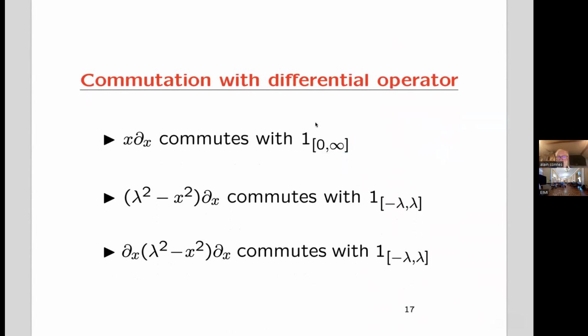Now, if you think about it, this is not so surprising, because if you take the scaling operator, x dx, of course, scaling preserves positivity. So it commutes with the characteristic function of 0 to infinity. And if you go a little further, you will find out that because you have multiplied dx by lambda square minus x square, it will commute with the characteristic function of minus lambda to lambda. And in fact, this continues to hold when you take this combo. Of course, the multiplication by x square commutes with characteristic functions. There is no problem. The problem was to commute with differentiation. That was not obvious at all.